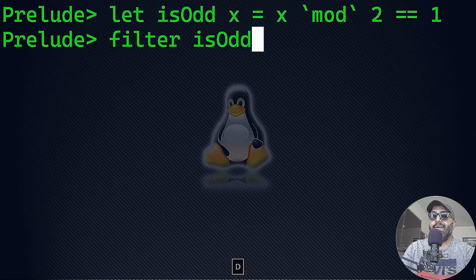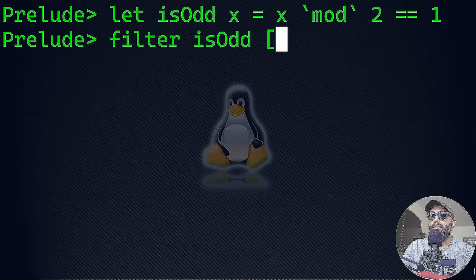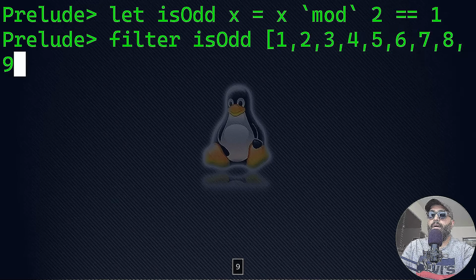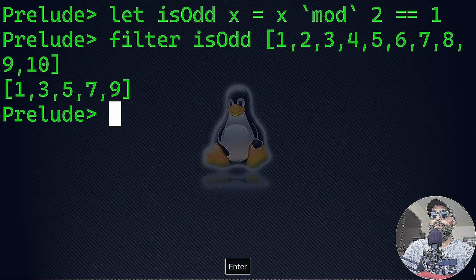So we're going to pass isOdd, and again, I'm going to pass a list. So we'll say 1, 2, 3, 4, 5, 6, 7, 8, 9, and 10, right? So of course, we'll have a filtered list of the odd numbers only, 1, 3, 5, 7, and 9. This is another higher order function.